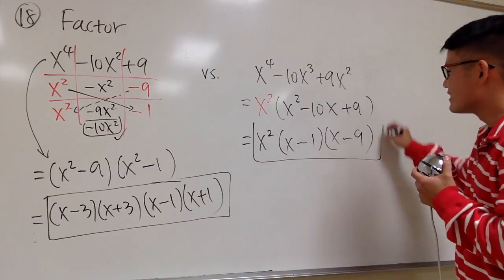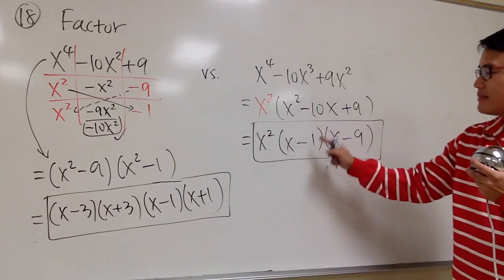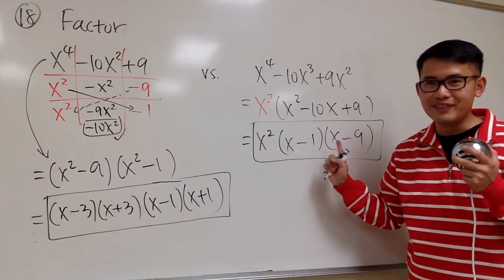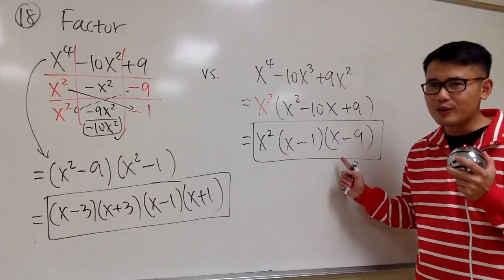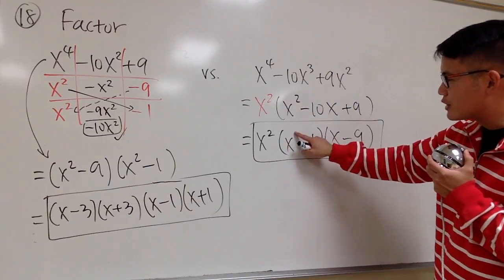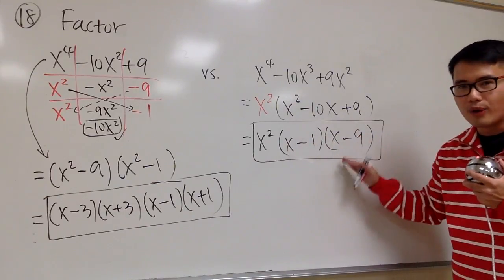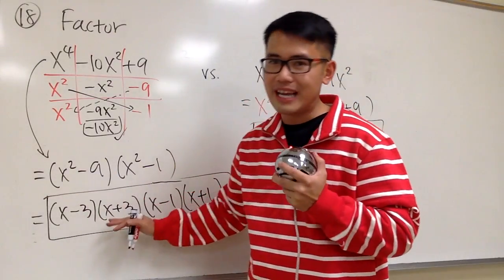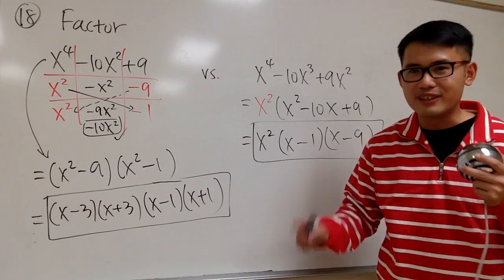And this right here is it. X squared times x minus 1 times x minus 9. Okay? So it's quite different. And we cannot go any further right here because this is only x to the 1st power, x to the 1st power, right? Unlike earlier, we could have gone one more step. And now let's look at the next one.